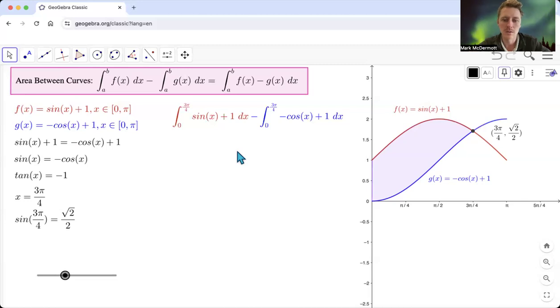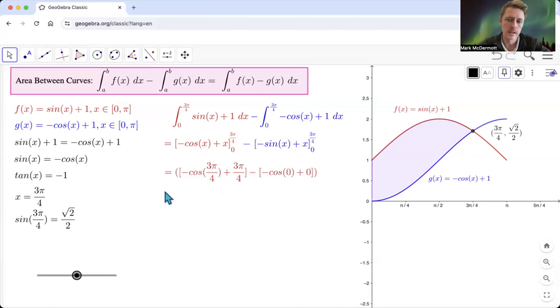Now we just need to compute some definite integrals, and this will get a bit messy, but we'll do our best. An antiderivative of sine x plus 1 is minus cos x plus x between 0 and 3 pi on 4. And a similar situation here, the antiderivative of negative cos x plus 1 is negative sine x plus x between 0 and 3 pi on 4. Then it's up to you to crunch the numbers.